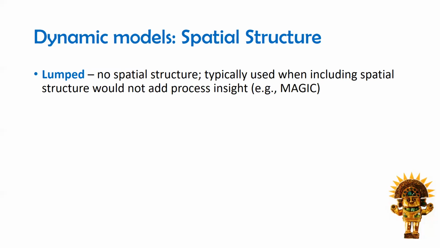Lumped models are typically used when adding spatial structure would not really lead to any additional insight into process. And the designers of the MAGIC model felt that a lumped approach was acceptable, as they were mainly interested in the long-term evolution of soil solution and lake water chemistry, and they didn't need a complicated spatial representation to do that simulation. So when spatial structure is not of relevance for the question at hand, then lumped models are typically appropriate, as they give a simpler spatial representation. So this is easier to use and easier to interpret.